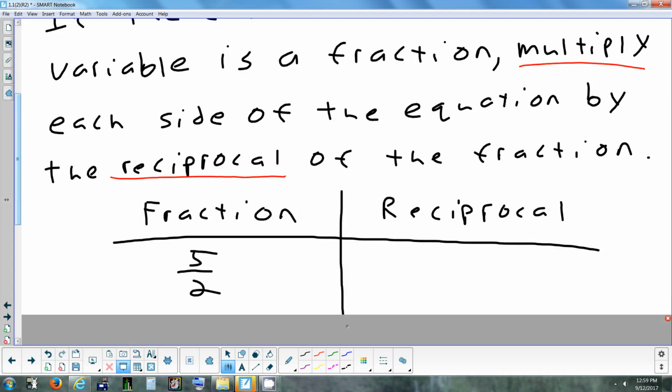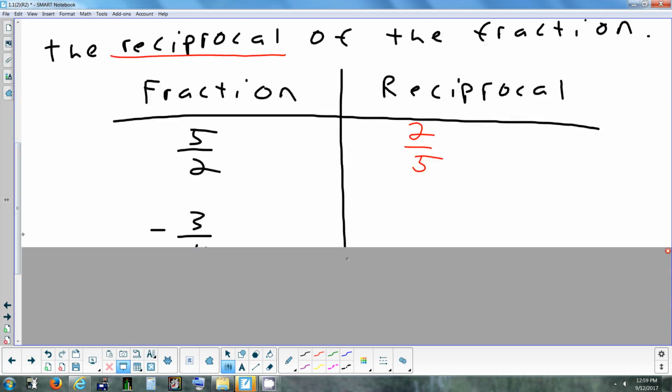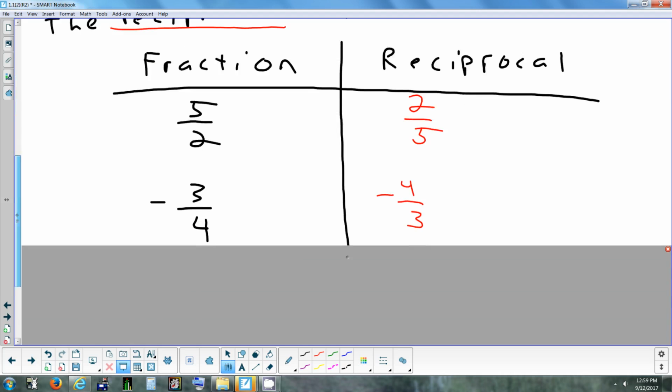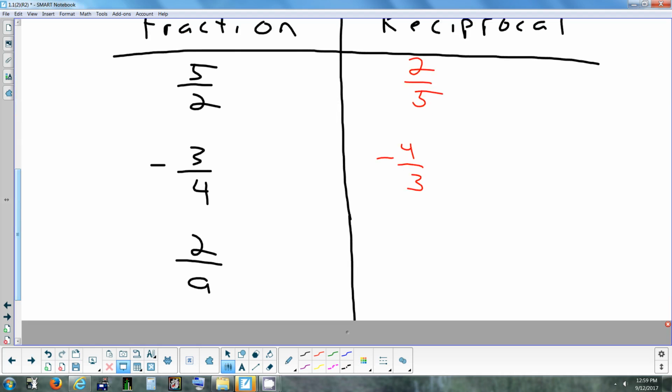So just to practice a few more, if you had 5 over 2, what's the reciprocal of 5 over 2? 2 over 5. 2 over 5, yep. How about negative 3 over 4? Negative 4 over 3. Negative 4 over 3. You guys, the thing is, you're not changing the sign, you're only changing the fraction. If it's negative, it's still going to stay as negative. You're not going to change the sign. Okay, Nathan, how about 2 divided by a?